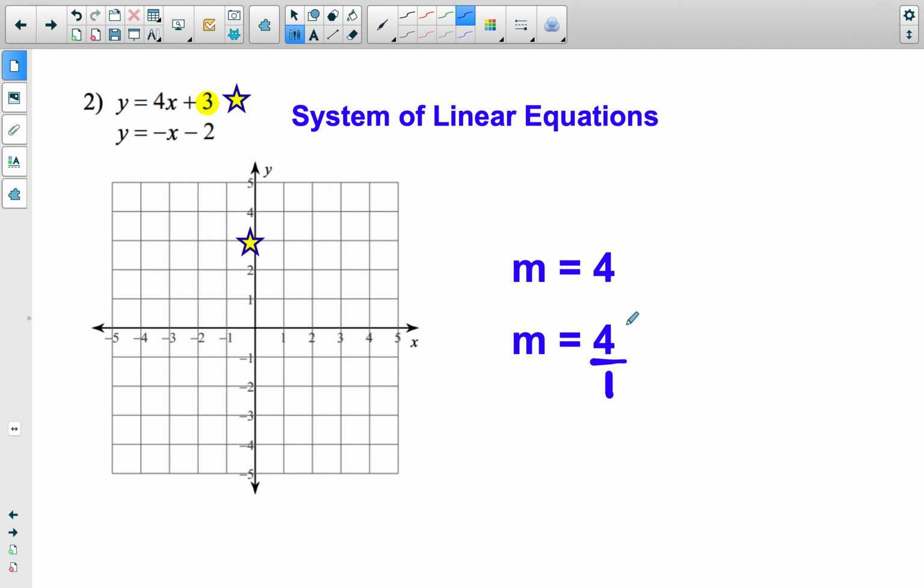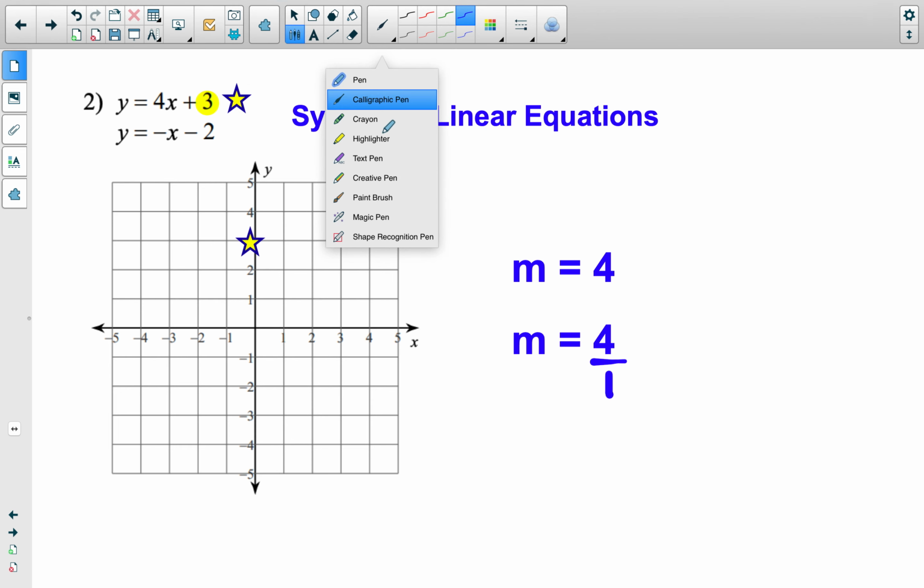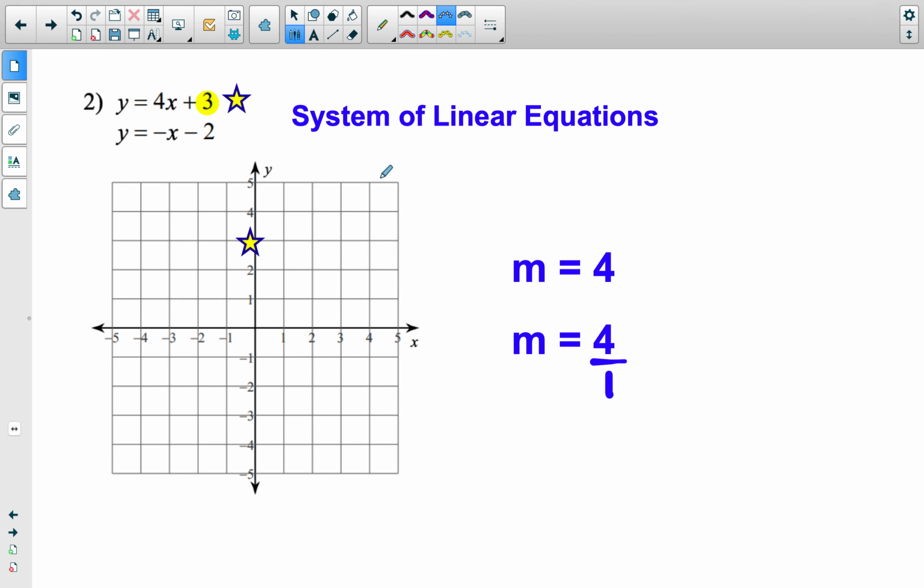We have the change in y over the change in x, or the rise over the run. Now we can use that to put some more points on our graph. You'll notice that if you try to go up 4, you can't. You're off the grid. That's okay. We can't go up 4, but can we go down 4? Yes. And then we go over 1.